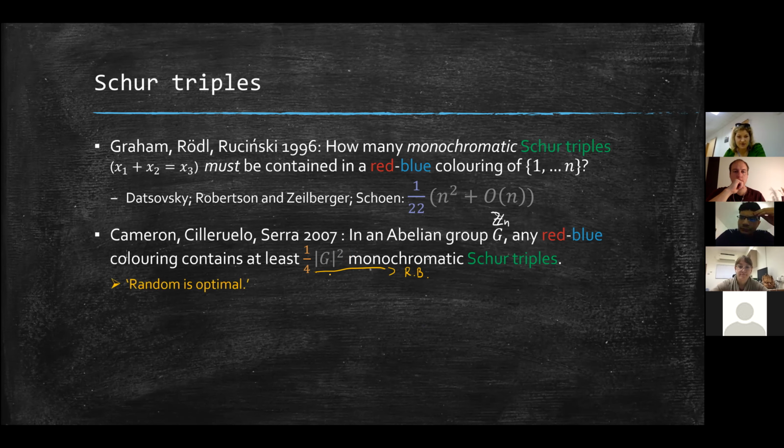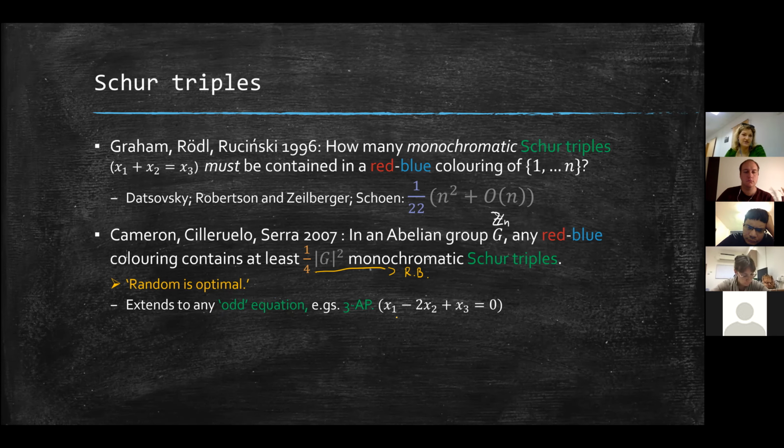So this theorem shows that for Schur triples, random is optimal, informally. And in fact, their result extends to any odd equation, so any equation on an odd number of variables. That includes, for instance, 3-term arithmetic progressions. So this equation describes 3-term arithmetic progressions, and for them, the random coloring is optimal.